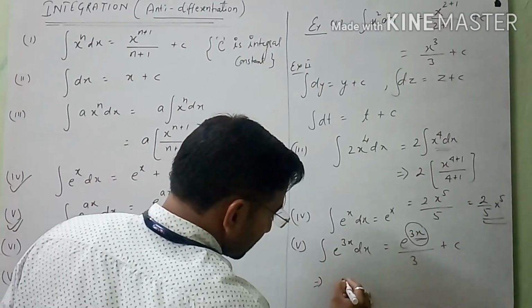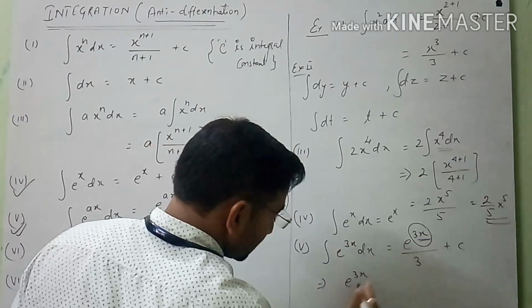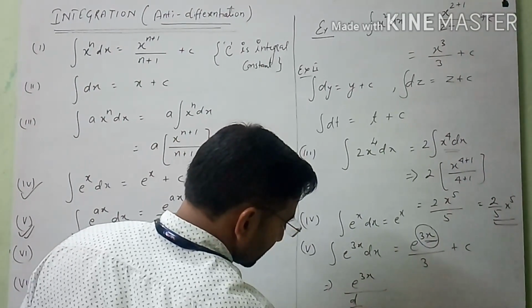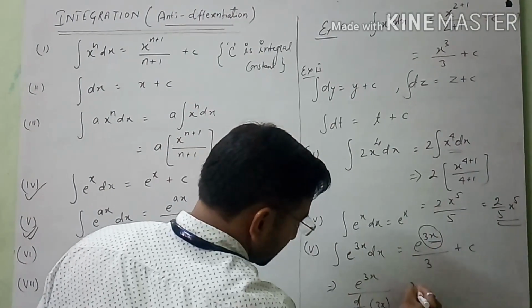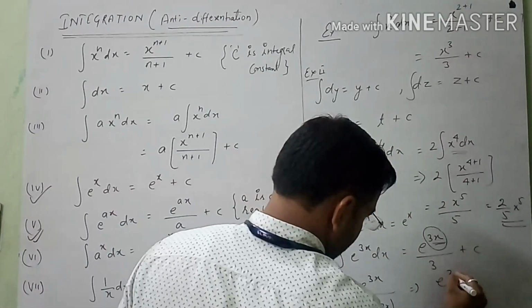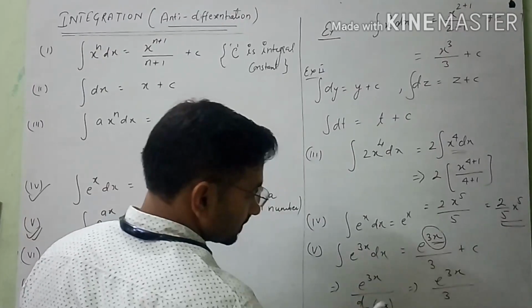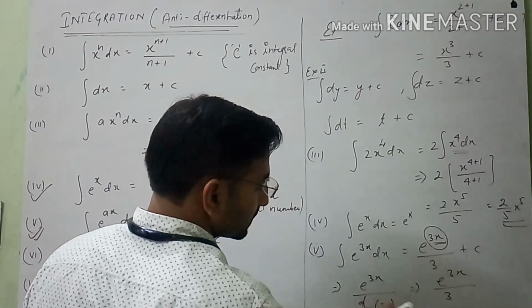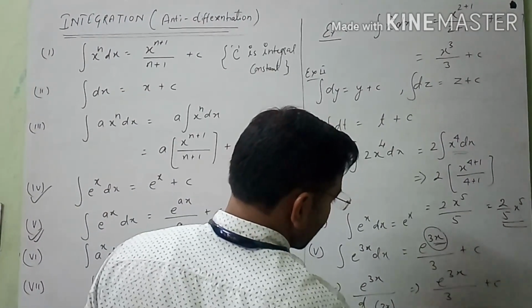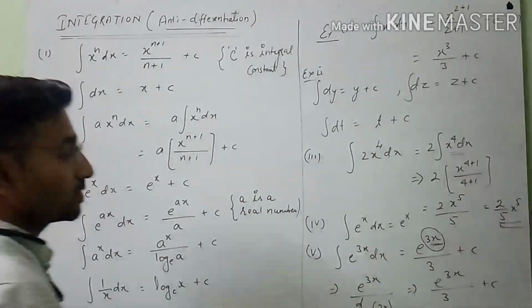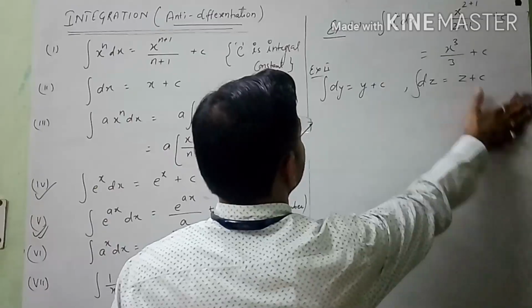So see, if I explain, e raised to the power 3x remain as it is. After that I will differentiate the value of 3x here. So the answer is e raised to the power 3x over 3, because it is the differentiation of 3x, you know that it is a linear function, so answer will be 3. That's why I am writing here directly the solution of e raised to the power 3x.